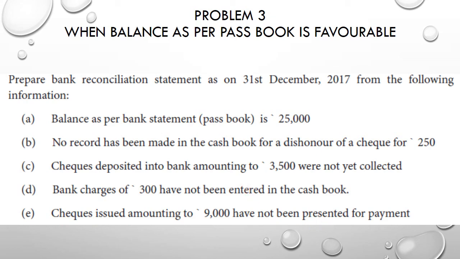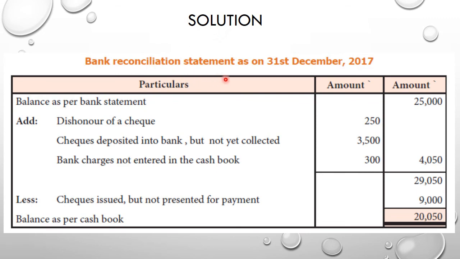Let's see the solution. Solution. Bank reconciliation statement as on 31st December 2017. Particulars. Balance as per bank statement, that is 25,000. Now let's see what are things we have to add. Dishonor of a check 250. Checks deposited into bank but not yet collected. Bank charges not entered in the cash book. So when we add this, we get an amount of 29,050. Less checks issued but not presented for payment, that is 9,000. So balance as per cash book is 20,050.